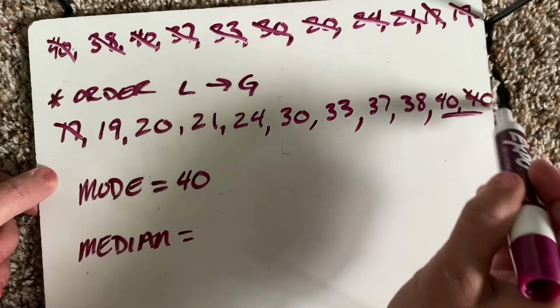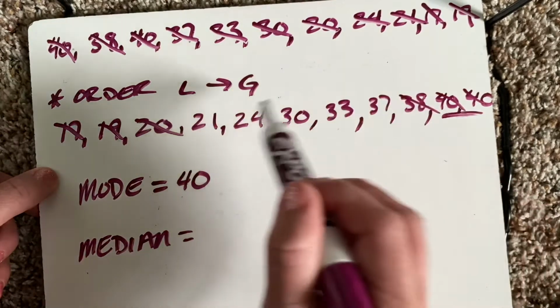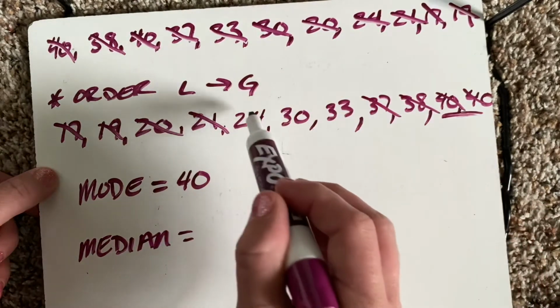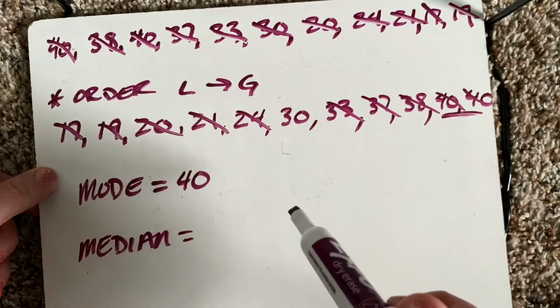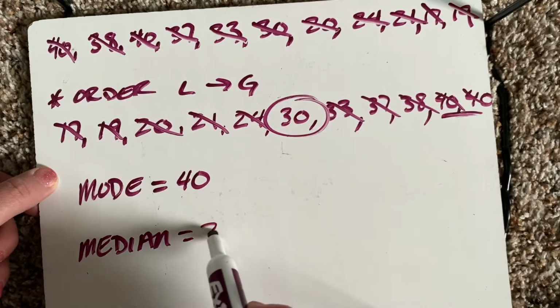So let's work on our median. Again, I'm going to go from left to right, crossing off these data points until I find the one that's in the middle. And 30 is our median in this set of data.